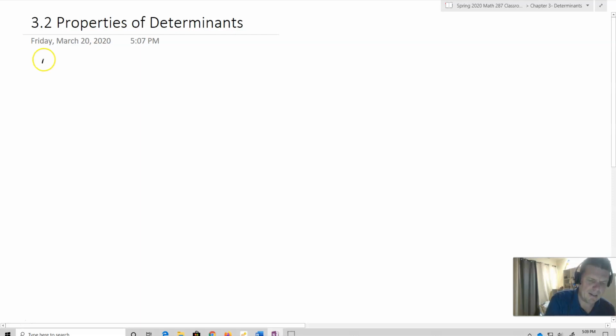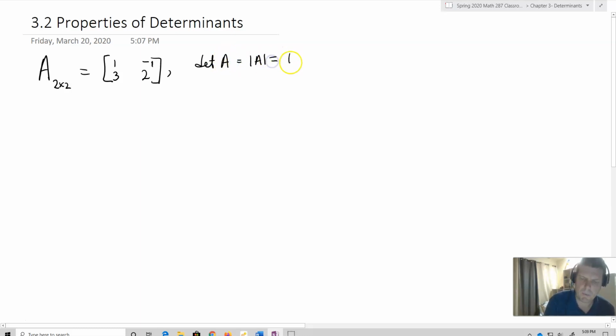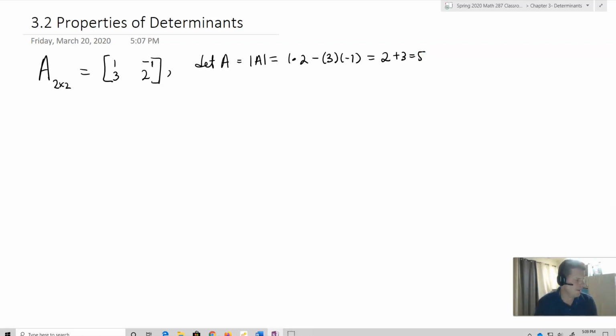Let A be 2 by 2, and we're going to let A be [1, -1; 3, 2]. And so the determinant of A, written as det(A), is going to be 1 times 2 minus 3 times -1. Consequently, that's going to be 2 plus 3, which equals 5, right? That's something I just want to notice. I want to make sure that everybody understands that right up front, okay?